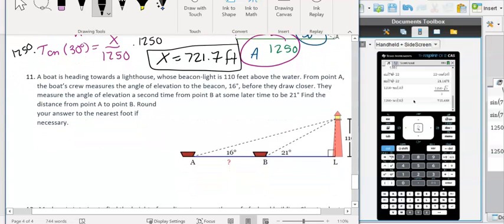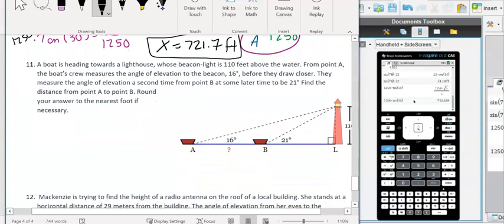So this is a more complicated situation, but it's using angle of elevation, and really, it's not as bad as it looks. So, it says a boat is heading towards a lighthouse whose beacon is 110 feet above the water. From point A, the crew measures the angle of elevation to 16 degrees. Before they drew closer, the measured angle of elevation the second time at point B later on, and it's 21 degrees. Find the distance from point A to point B. Round to the nearest foot if necessary.